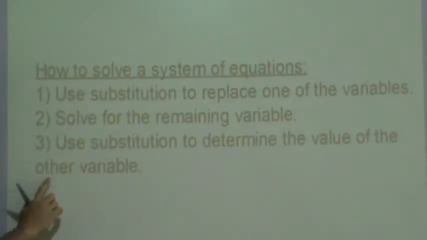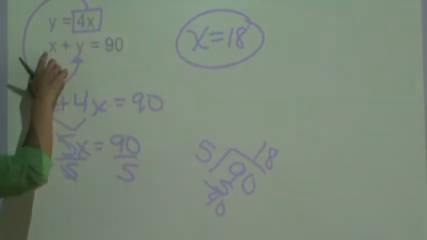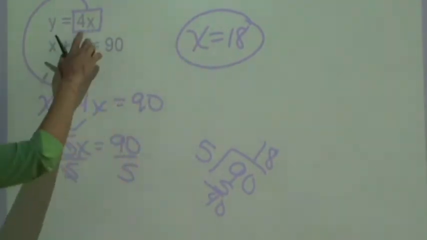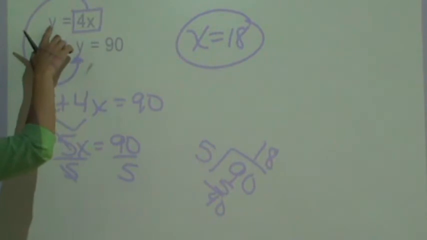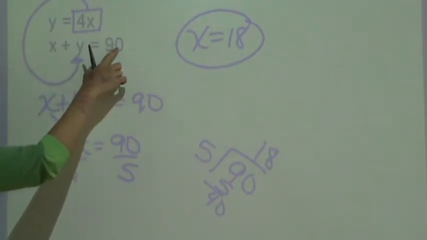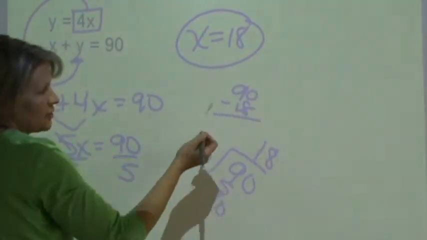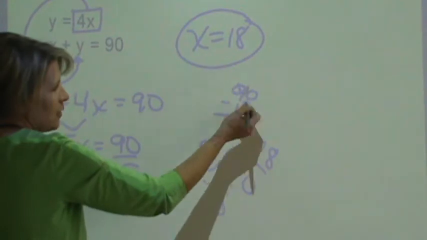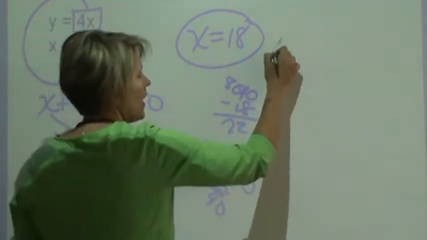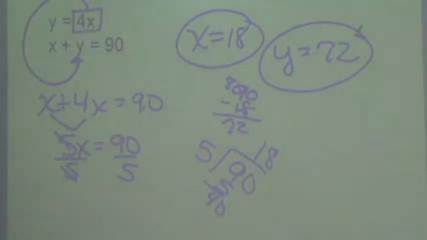All right, and we go back here to our steps. We solved. Use substitution to determine the value of the other variable. Okay, so if x is 18, I'm going to go back to either equation, it doesn't matter. I could take 4 times 18 to get my y, or I can say 18 plus what gets me 90, so 90 minus 18, maybe that's faster. I don't know if you want to subtract or multiply, it doesn't matter. Either way, y is 72. That's our solution. Okay, let's try another one.